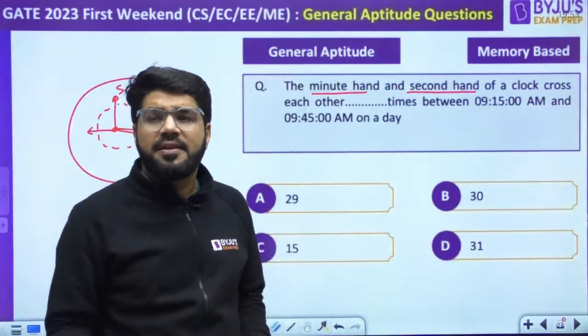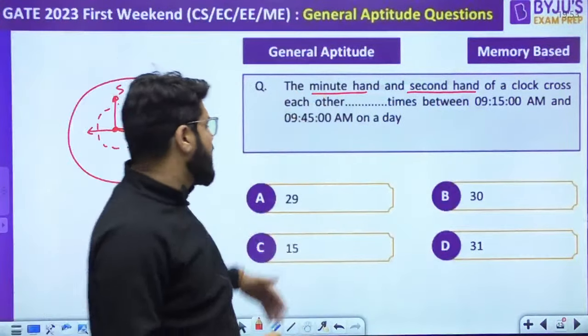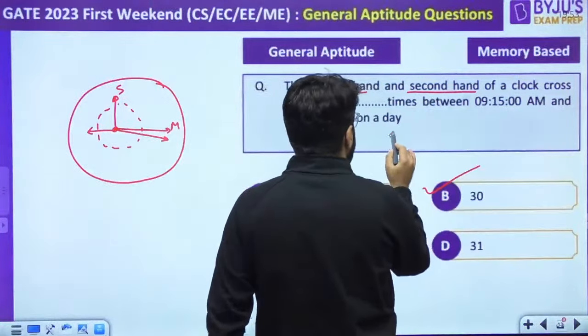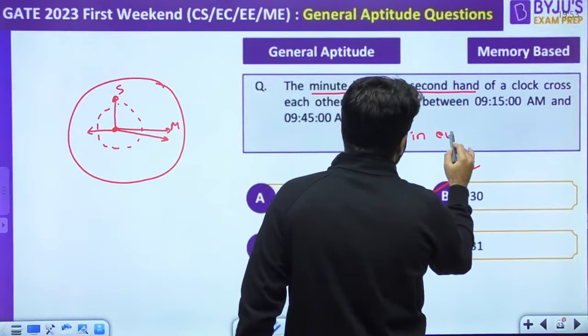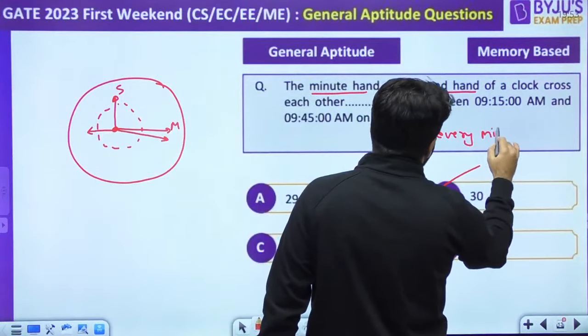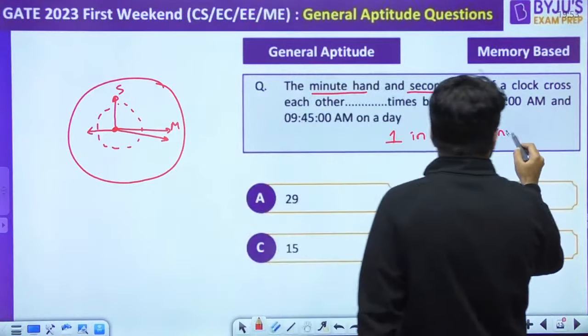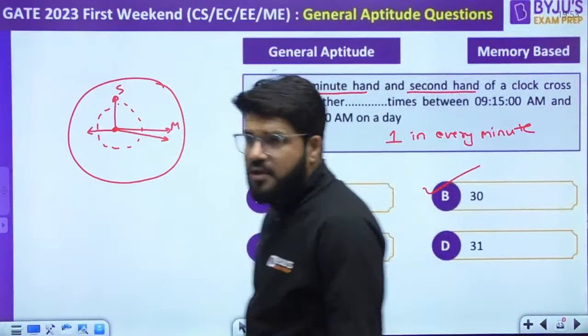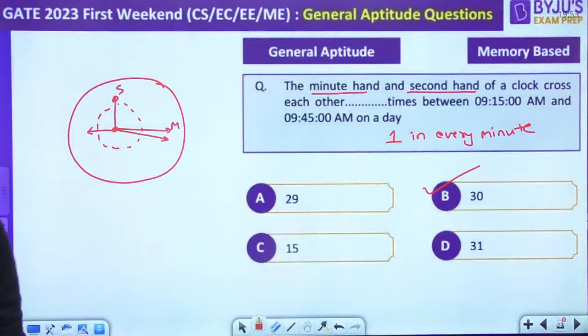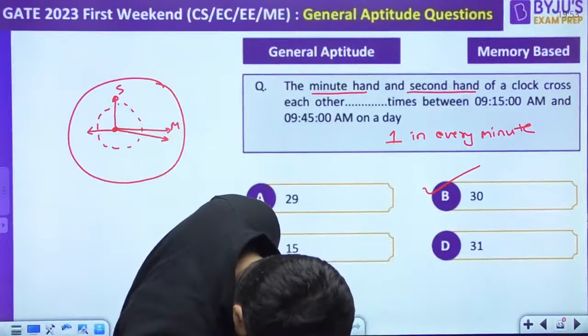So how many minutes are there? There are total 30 minutes, 9:15 to 9:45. The answer is going to be 30. One in every minute. So there is a simple logic to solve this question. One in every minute, dear. How simple it is. Okay? Done, let's move to the next question.